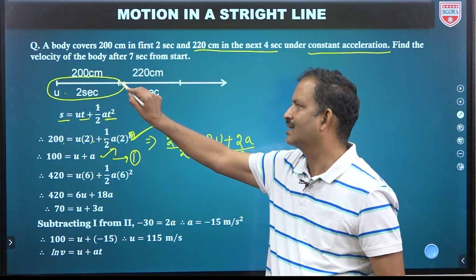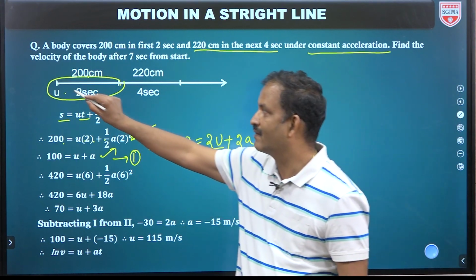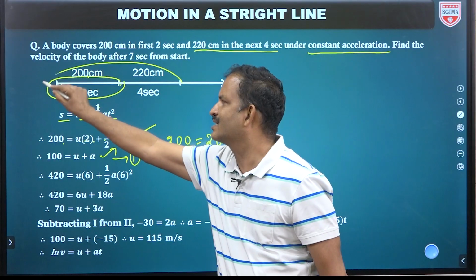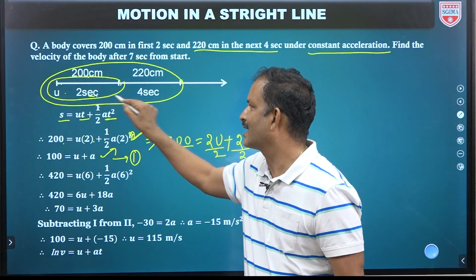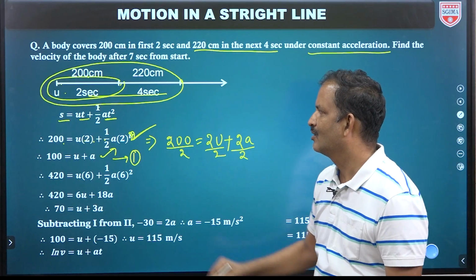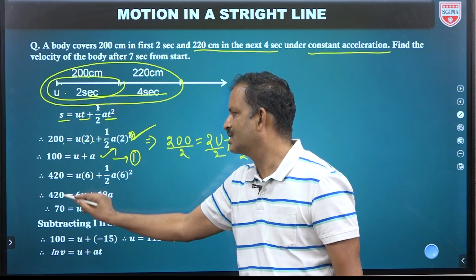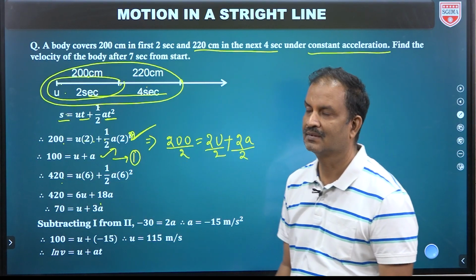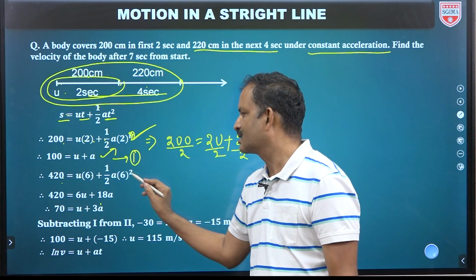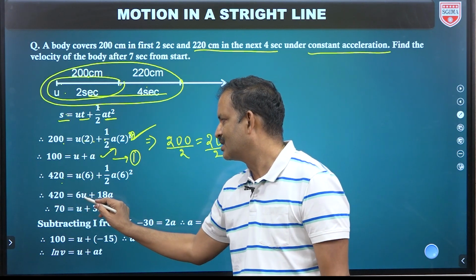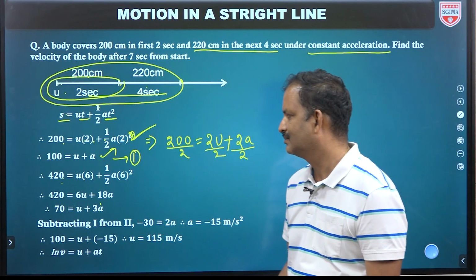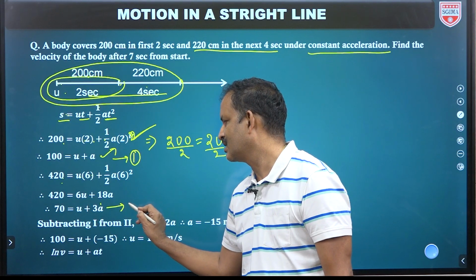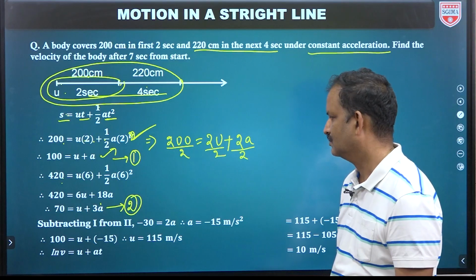Next, I don't know the velocity here. So, instead of this distance, I am taking the total distance and total time. Total distance is 420, s is equal to 420. Total time is 6 seconds, plus half a into 6 square. So, 420 is equal to 6u plus 18a. Divided by 6, 70 equal to u plus 3a. This is equation number 2.